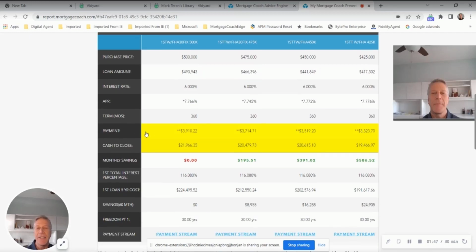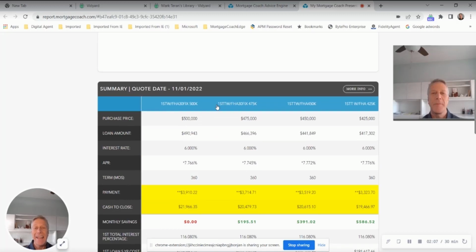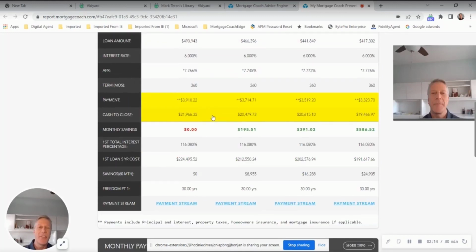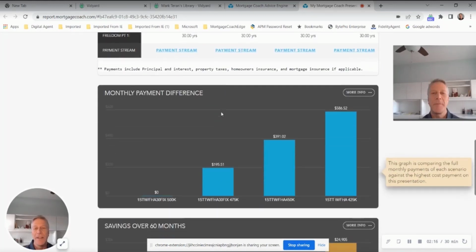And I highlighted in yellow for her the total monthly payment with everything included. And then underneath that, I showed the total cash to close to get in, which takes into consideration the down payment assistance and also a seller credit. And at that time, the rates were a lot higher, so we were actually paying to buy down our interest rate. Since then, the interest rates have improved.